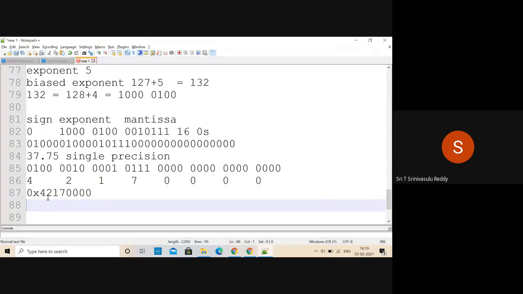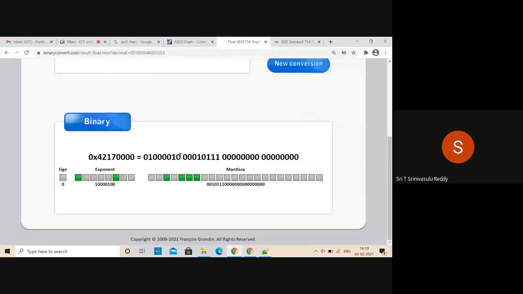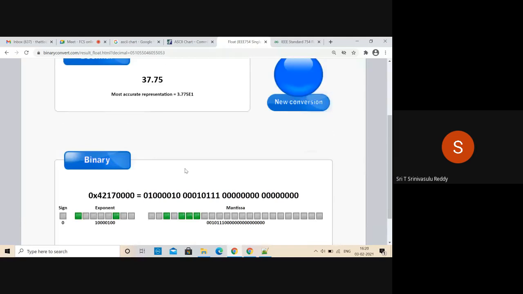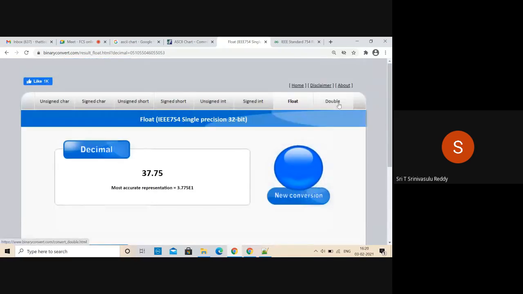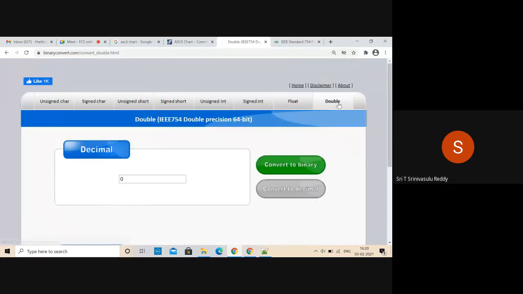So you see here 0x4217 followed by all zeros. This is how you can actually verify your understanding. Right? So practice until it matches with this particular entity. Same thing for double, you can easily go for. I think all of you now with these resources should be able to have a reading on your own and go through that.